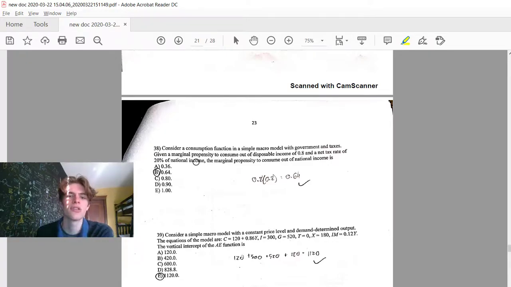Consider consumption function with government and taxes. Given a marginal propensity to consume out of disposable income of 0.8, that's right here, and a net tax rate of 20%, so 1 minus 0.2, 0.8. And the marginal propensity to consume out of national income is. So they didn't actually say spend here. They said the marginal propensity to consume out of national income. The key is that here we have the marginal propensity to consume out of disposable income, which is our MPC, and we know that to be. And consume out of national income is like after taxes and stuff. So that's the same thing as marginal propensity to spend. And there was no import here, so that was easy.